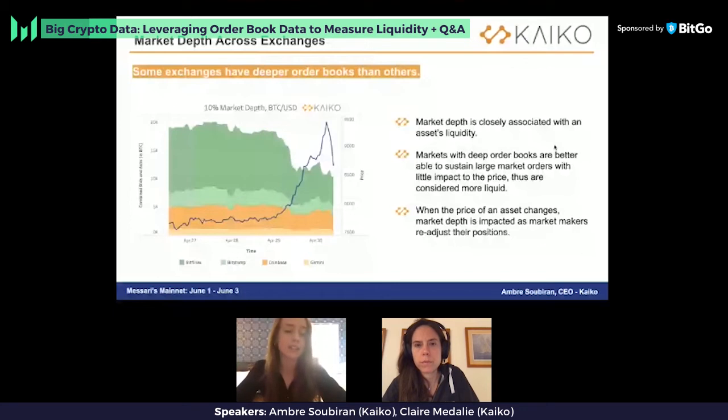In times of volatility, the market depth tends to decline because market makers need to adjust for this increased risk, and it takes time for them to readjust their positions.